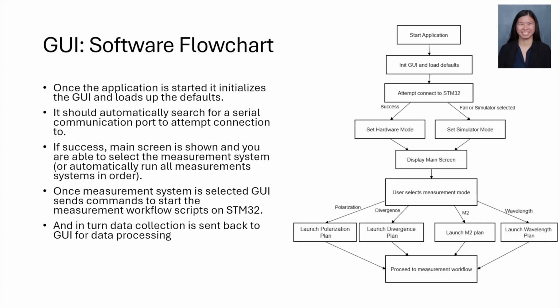The GUI software flowchart is: once the application is started, it initializes the GUI and loads up defaults, and it should automatically search for a serial communication port to attempt connection to. If it succeeds, the main screen is shown, and you should be able to select a measurement system or automatically run all measurement systems in a certain order. Once that measurement system is selected, the GUI sends start commands to the measurement workflow scripts on the STM32. And the data collected from the STM32 is sent back to the GUI for data processing.